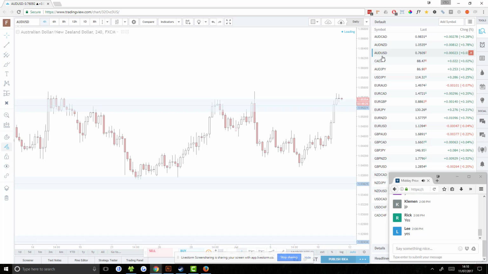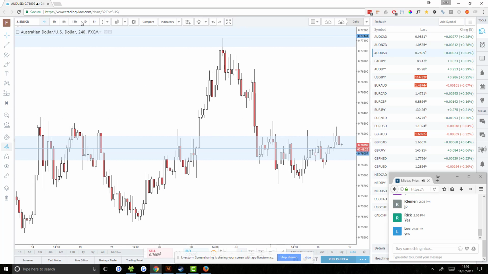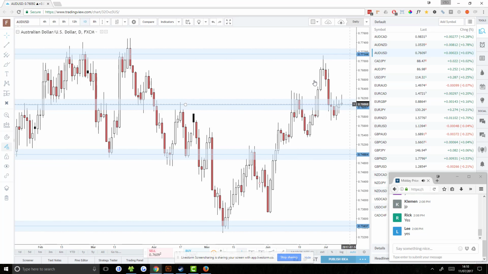All right, AUD USD. AUD USD is just kind of stuck on this resistance area. I don't really know what's happening here. It's kind of like I was just showing you with AUD New Zealand. It's broken below and it's coming back up. AUD New Zealand was the opposite.